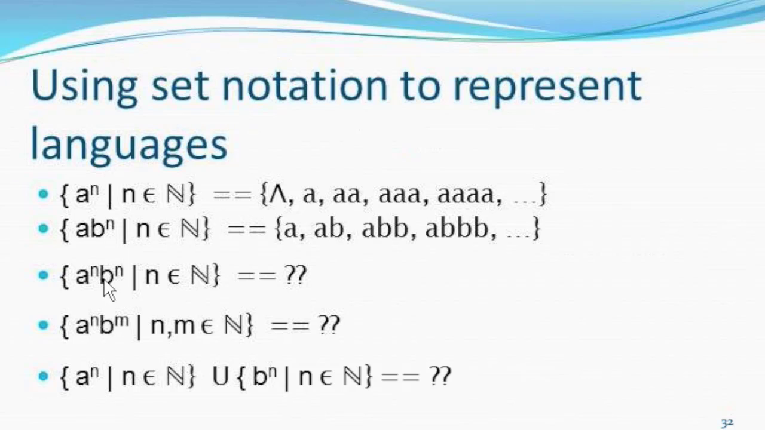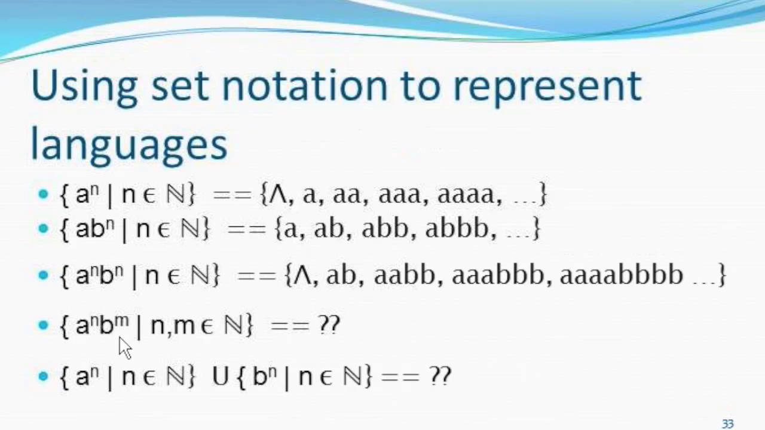How about this one? The tricky question in this one is, do the number of A's and B's have to match? And the answer is yes, because we have A to the N, B to the N here, right? So we have the empty string, of course, and then all strings with 1A, 1B, 2A's, 2B's, and so on, in that order, right? Order is important here.